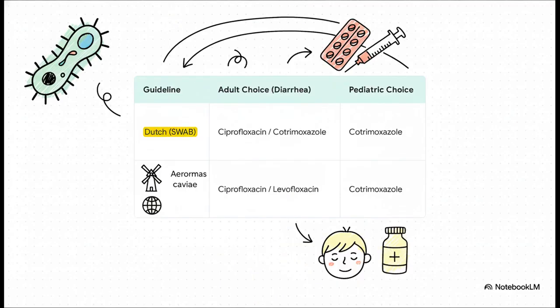So, what does this all mean for treatment? Well, if you look at both the Dutch and international guidelines for severe diarrhea, there's a pretty clear consensus. Fluoroquinolones like ciprofloxacin or cotrimoxazole are the recommended oral options. For kids, you're generally going to lean towards cotrimoxazole to avoid any potential side effects from fluoroquinolones or tetracyclines, although some international guidelines are becoming a bit more open to short courses of doxycycline for really serious infections.